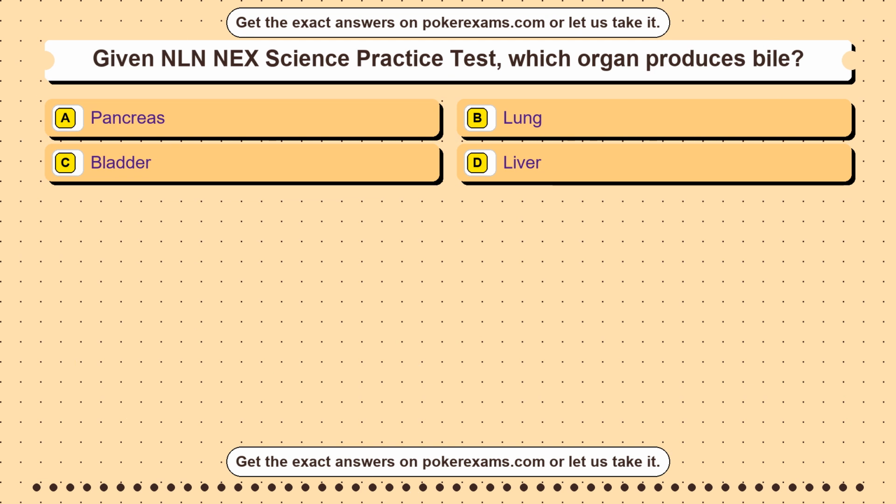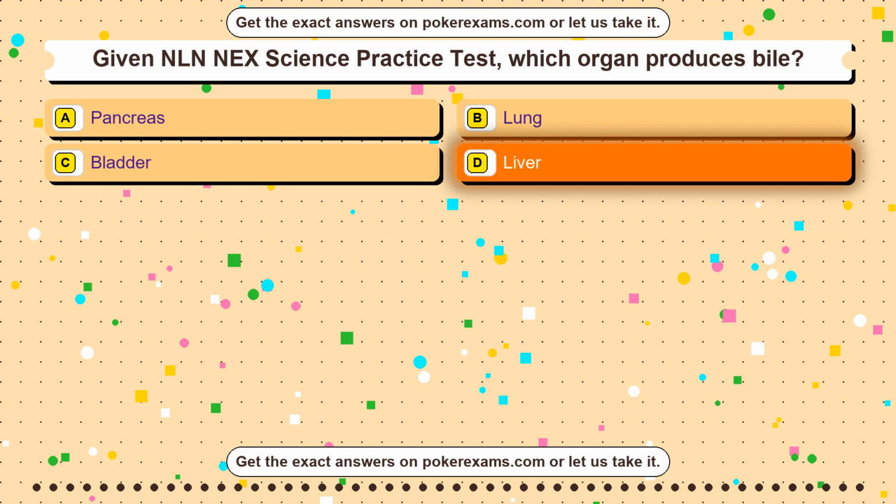Question 18. Given GED RLA practice test, which phrase describes a dependent variable? Option A, the factor changed. Option B, the control group. Option C, the background reading. Option D, the outcome measured. The correct answer is option D.